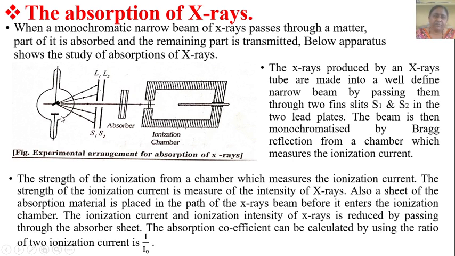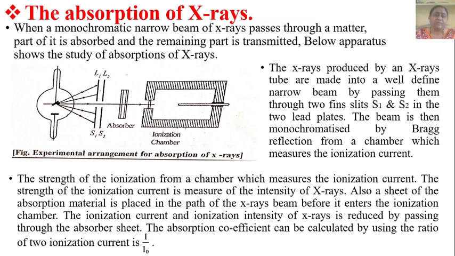Now see, that is an X-ray tube that produces the narrow X-ray beam through this S1 and S2. These are the lead sheets. Now the beam is then monochromatized by Bragg reflection from a chamber which measures the ionization current. Now see, that is the ionization chamber which measures the ionization current. The strength of the ionization current is a measure of the intensity of X-rays.